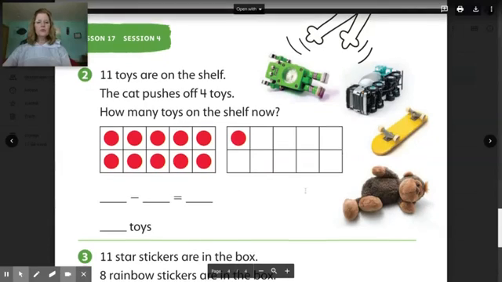Okay, let's do number 2. Wait a minute before you pause your screen. Let's read it together and then I'll have you pause your screen.